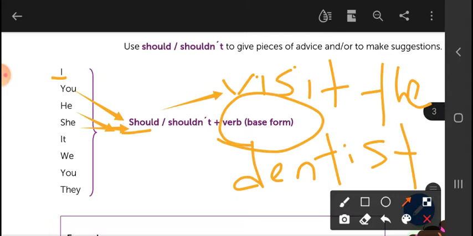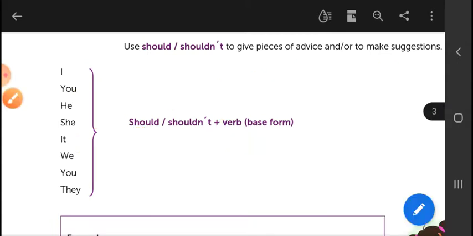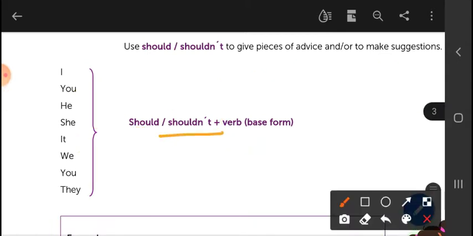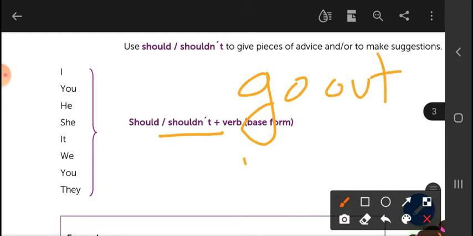She should visit the doctor. It should visit the doctor. We should visit the doctor. You should visit the doctor. They should visit the doctor. The same goes with shouldn't. Yes? Okay? The same goes with shouldn't.